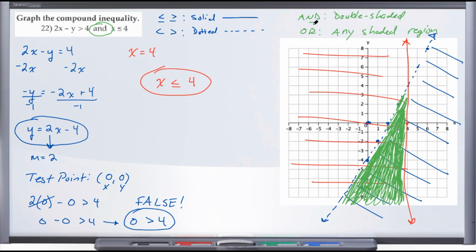But when your inequality has that "and" in between, you have to go back to your graph and double check to make sure that the part of the graph that's double shaded really does look darker, and you can clearly see that that's the region of the graph that contains your answer.